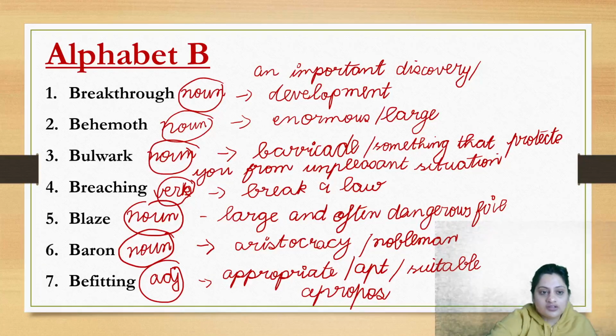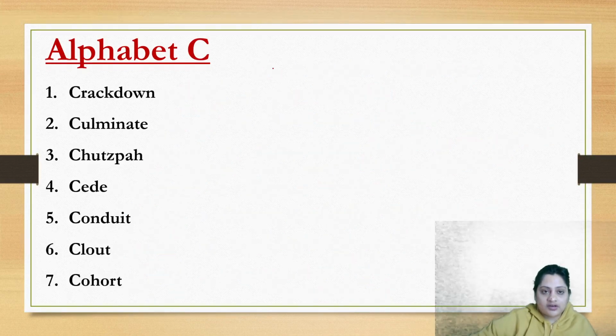Okay, so these were your 7 words from alphabet B: breakthrough, behemoth, bulwark, breaching, blaze, barren, and befitting. Coming to your next alphabet, which is C.